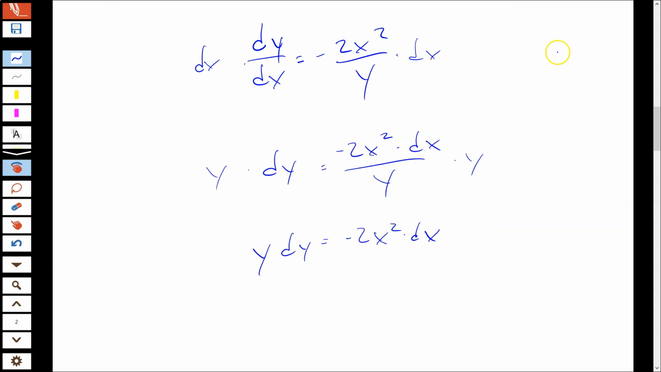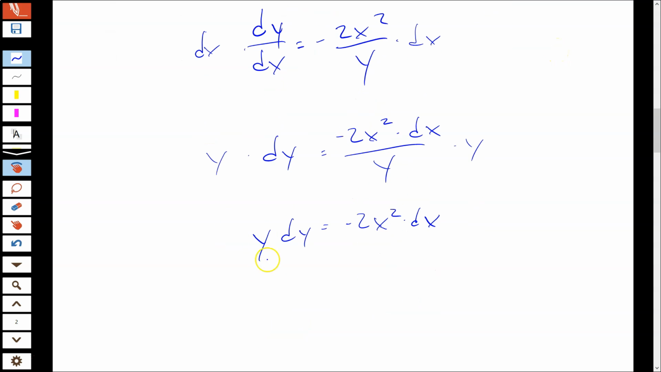Now, here is where the cool elegance of this comes in. I'm going to integrate both sides. And notice now I have an integral of y with respect to y and an integral of x with respect to x. They're totally separate. So I just integrate using the same integral skills that you already have.